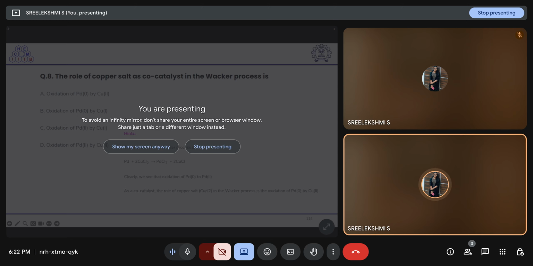So here the correct answer is option A, oxidation of palladium(0) by copper(II). In the first step of the Wacker process, the palladium reacts with two equivalents of copper chloride to form PdCl2 and copper chloride. So here palladium was 0 and here it is 2. So the role of copper salt CuCl2 in the Wacker process is the oxidation of palladium(0) by copper(II).